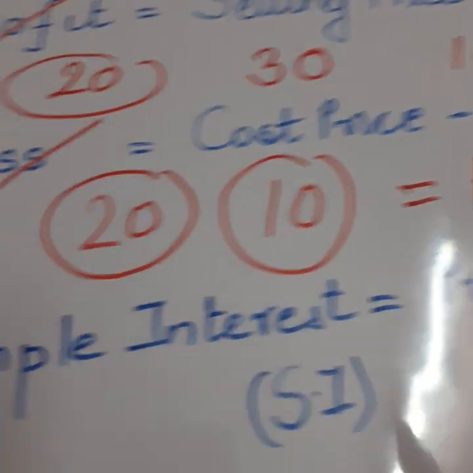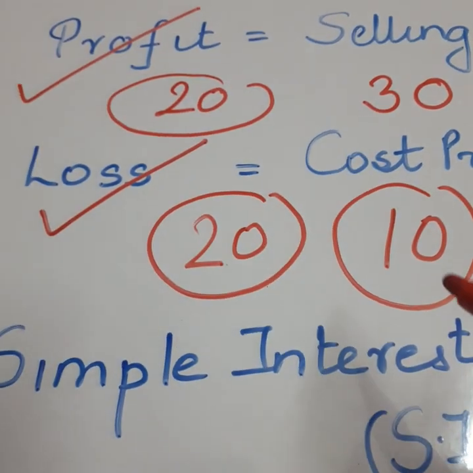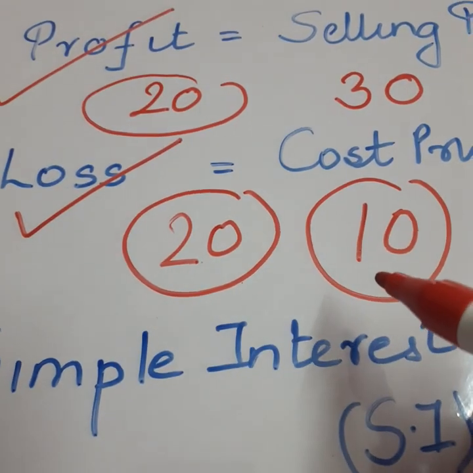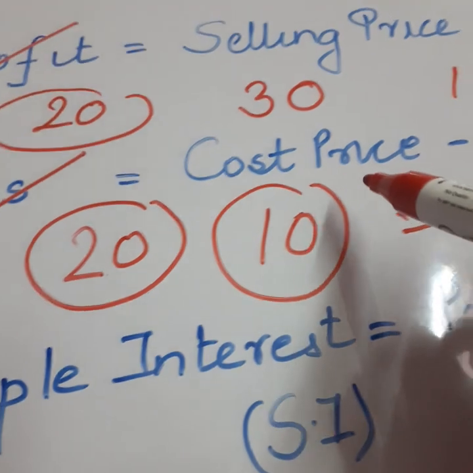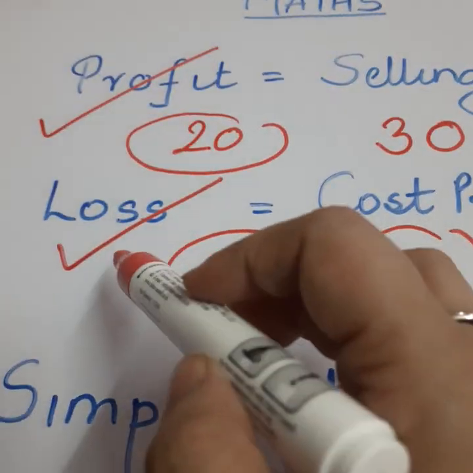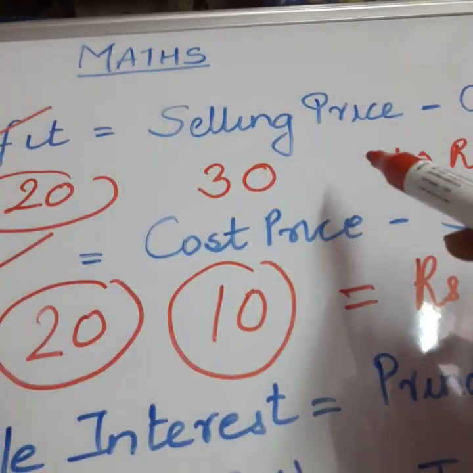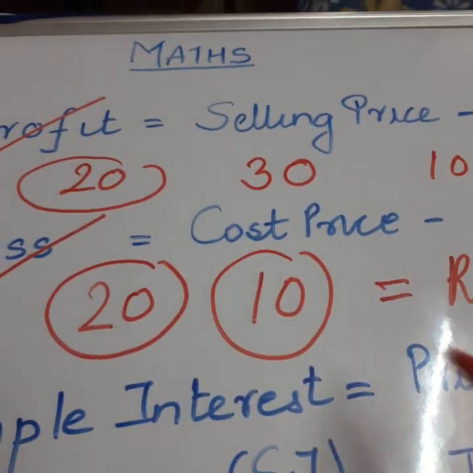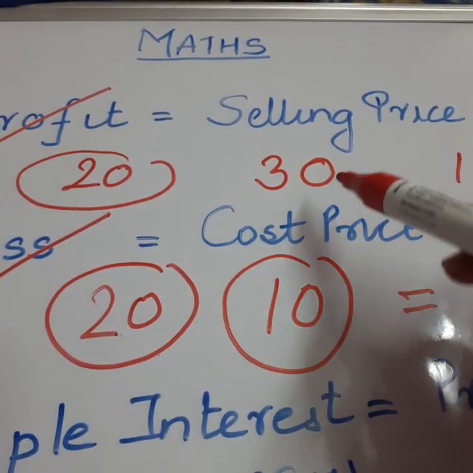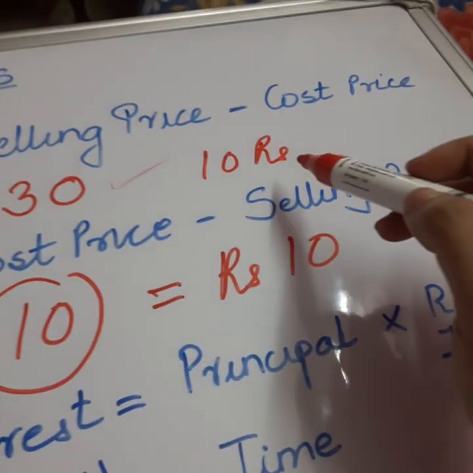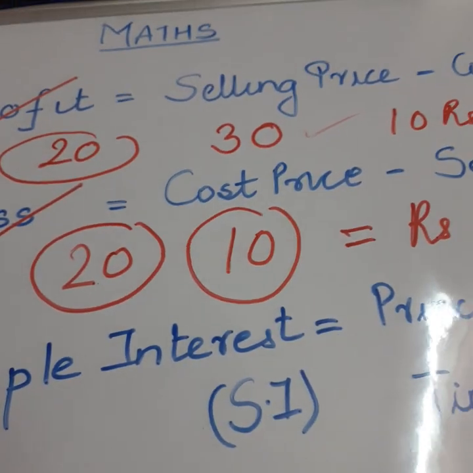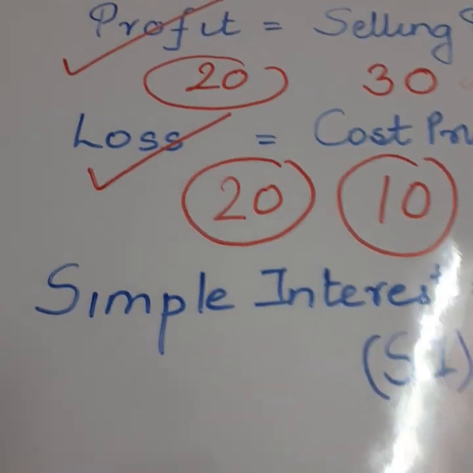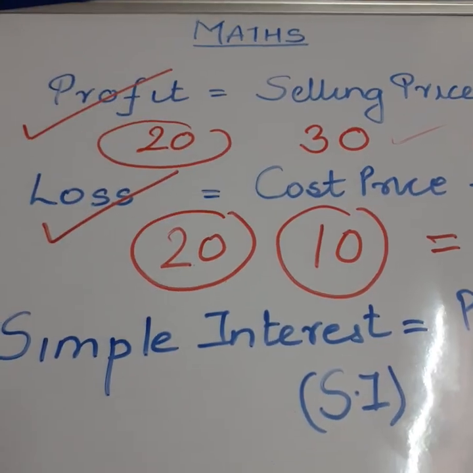Do you understand? So this is what loss means, when you sell something for less than the cost price. Okay, then you go into loss. But when selling price is more than the cost price, then it goes into profit. Like when I buy something for 20 rupees and then I sell it for 30, I get 10 rupees profit. Okay, this is how you will calculate profit and loss in maths.